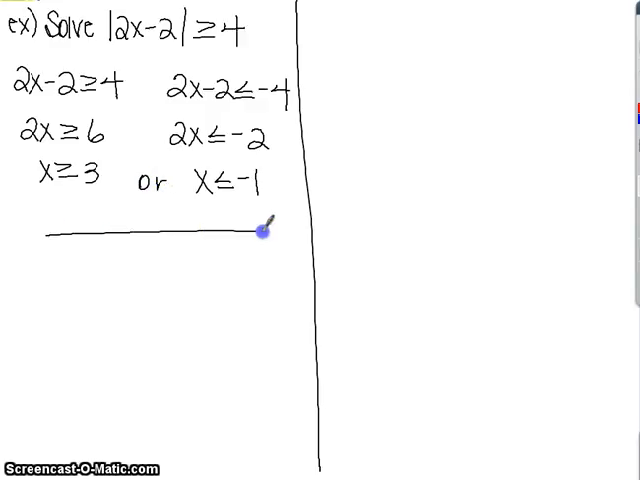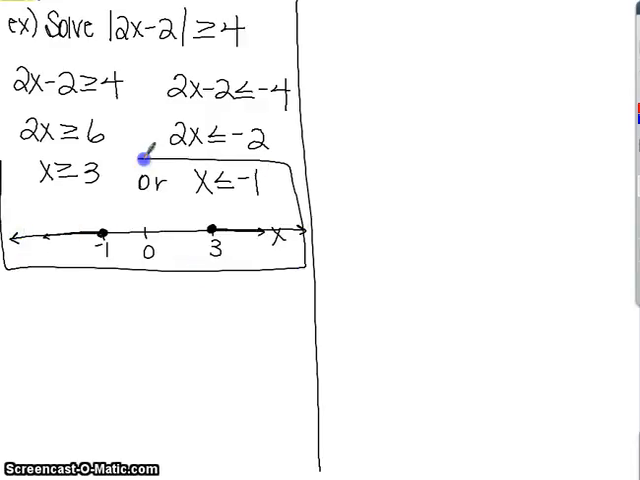Now I just got to graph. 0, maybe negative 1 is there, maybe 3 is there. I'm representing x. So x is greater than or equal to 3, closed circle, arrow. x is less than or equal to negative 1, closed circle, arrow. That's it. So this whole thing is your answer.